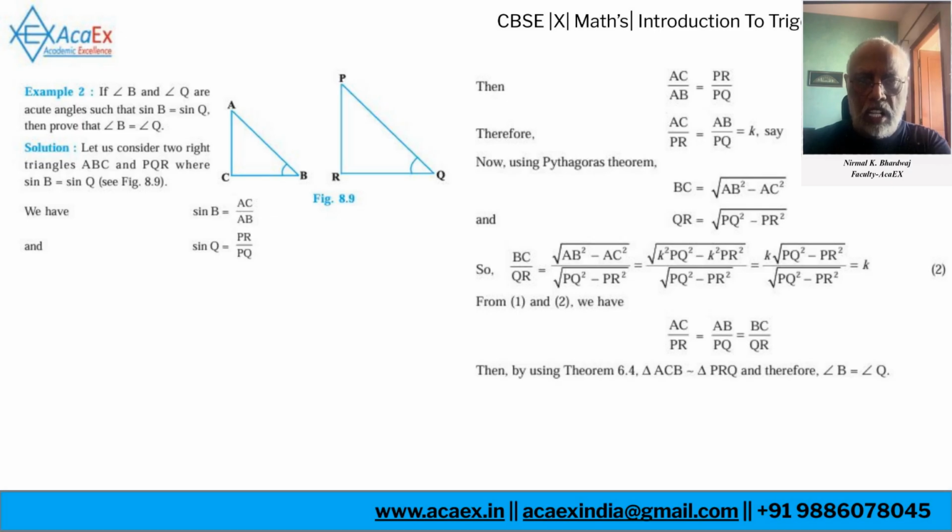AC by PR equals AB by PQ equals K. Using the Pythagoras theorem, we find that the ratio of the third sides, BC by QR, also simplifies to K. Since the ratios of all three corresponding sides are equal, the two triangles are similar by the SSS similarity criterion. Therefore, their corresponding angles must be equal, which proves that angle B equals angle Q.